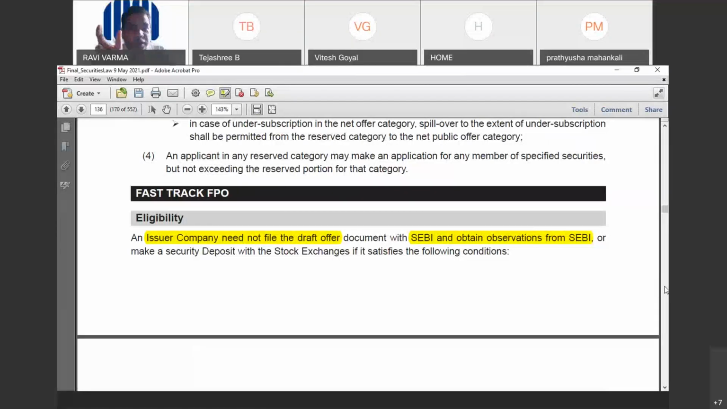So just see your 30 days window. First you will prepare the draft offer document, then you will file it with SEBI. SEBI will give comments within 30 days. Then you will think of finalizing the offer. So it may take at least 45 to 60 days, right? Practically, this 45 to 60 days, almost 2 months, will be saved for you. But you need to satisfy certain conditions. Otherwise, you will not fall under this path.